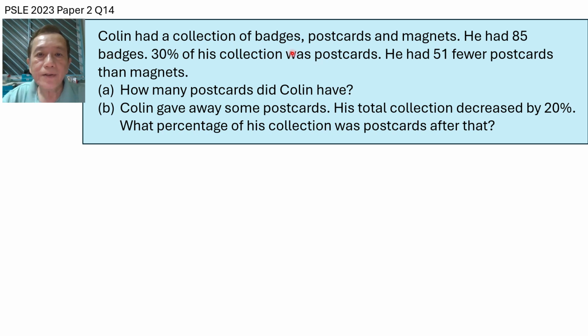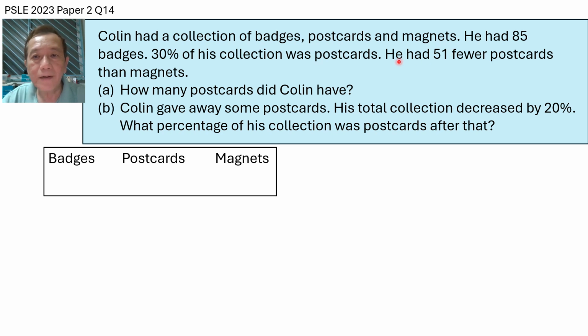Colin had a collection of badges, postcards, and magnets, 3 items. So it will be a good idea to set up a table. He had 85 badges. 30% of his collection was postcards, but instead of writing 30%, I prefer to write 30 units, assuming that the total is 100 units.